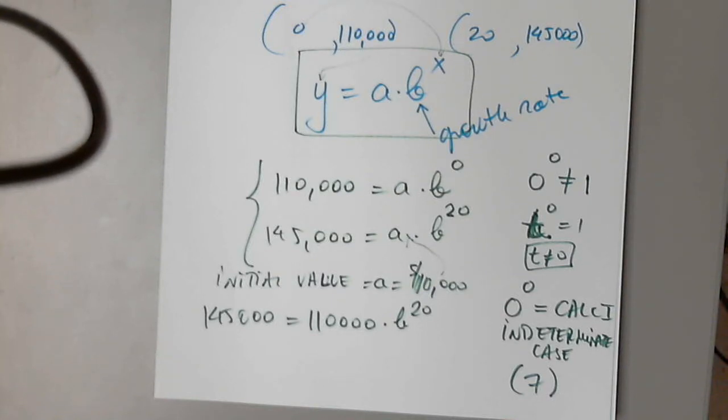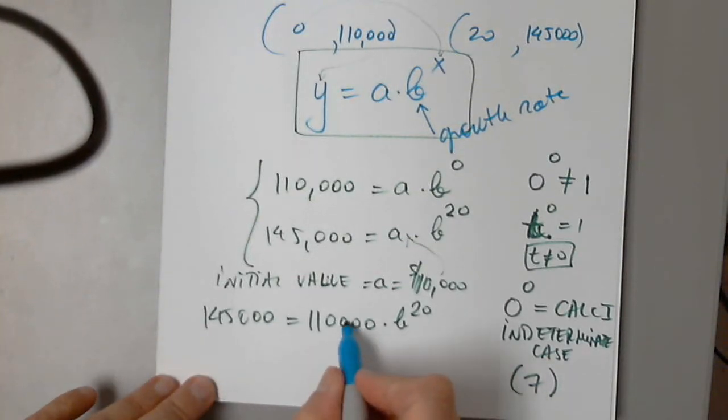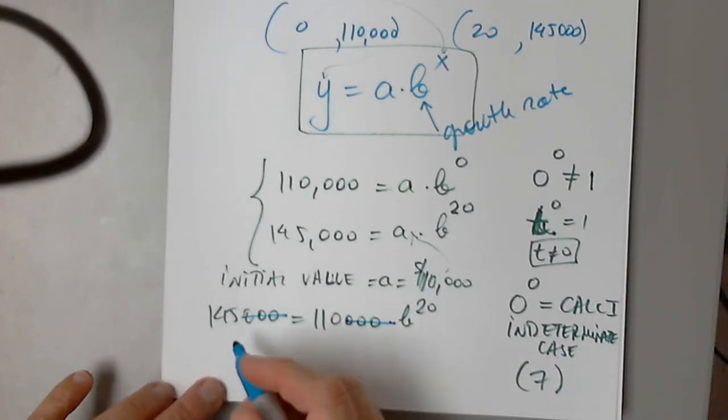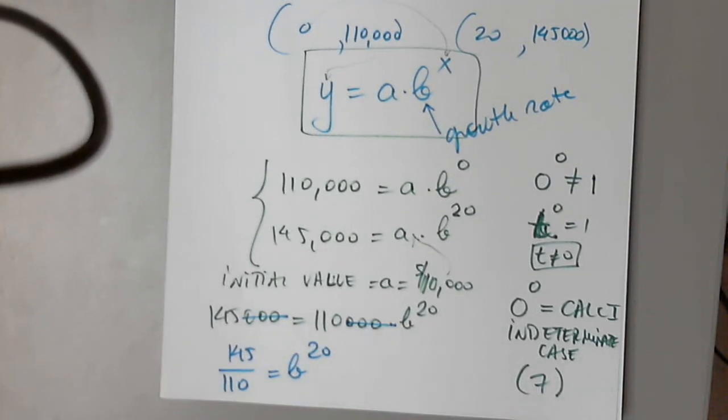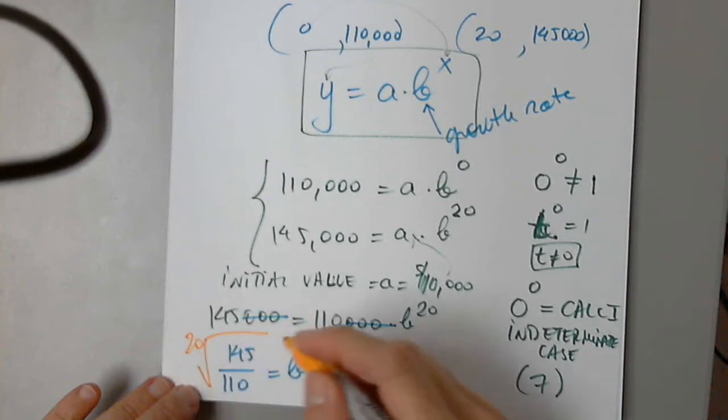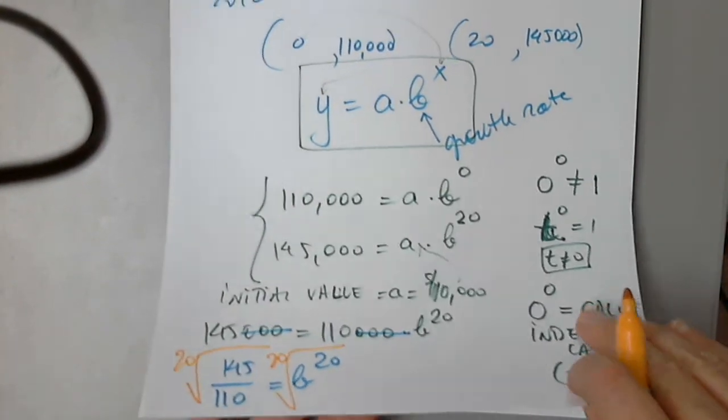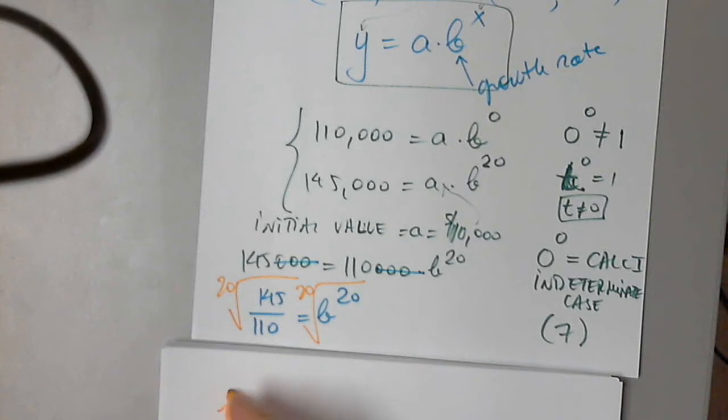What would you recommend we do first? Divide by 110,000. Yes, of course. So I'm going to remove 3 zeros from here and 3 zeros from here. We should not do anything else. There is no need. Just write 145 over 110. And now what should I do to both sides in order to determine b? Take the 1 over 20 power. Yes, awesome, great job. The 20th root from both sides. And the final simplified form will be b equals the 20th root of 145 over 110.